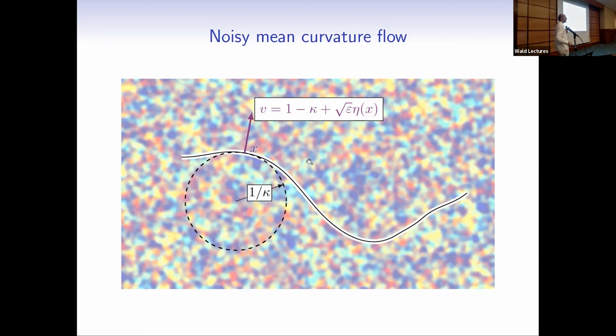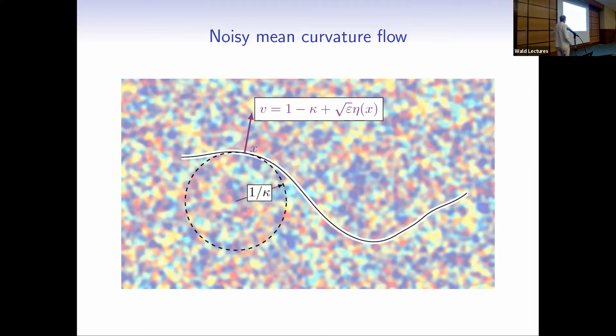The way the curve evolves is that at every point, you can look at its curvature. The curvature is just one over the radius of the osculating circle here. You take the circle that's most tangent at that point and look at one over its radius. The way it evolves is that it moves in the normal direction, with speed given by one minus this curvature, plus a small constant times the value of the environment at that point. So it moves through this random environment, and the environment affects its speed, but only quite little.